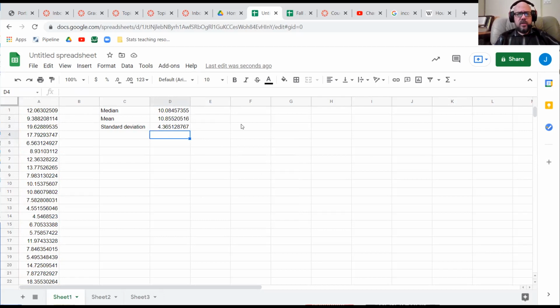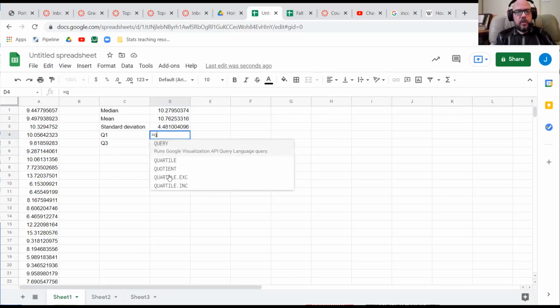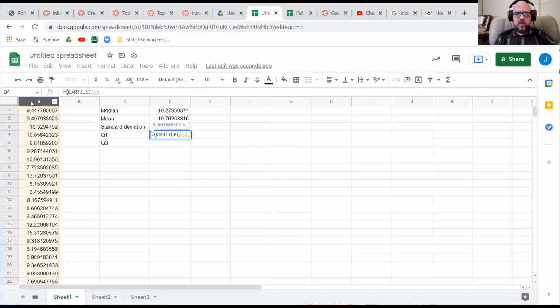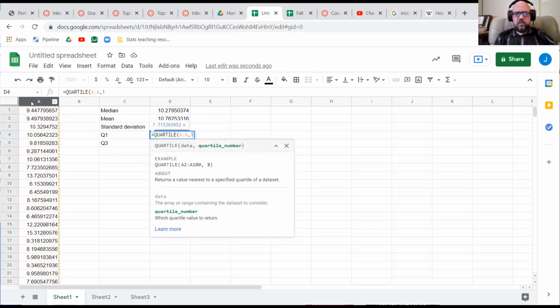Now I should point out that you can also calculate the quartiles. So Q1, Q3. I hate that it recalculates the same every time, I'm sorry, but the formula for Q1 and Q3 is equals quartile. Yeah, it's quartile, and you have to tell it which data, then comma, which quartile you want. So I want this as my data, comma, the first quartile.